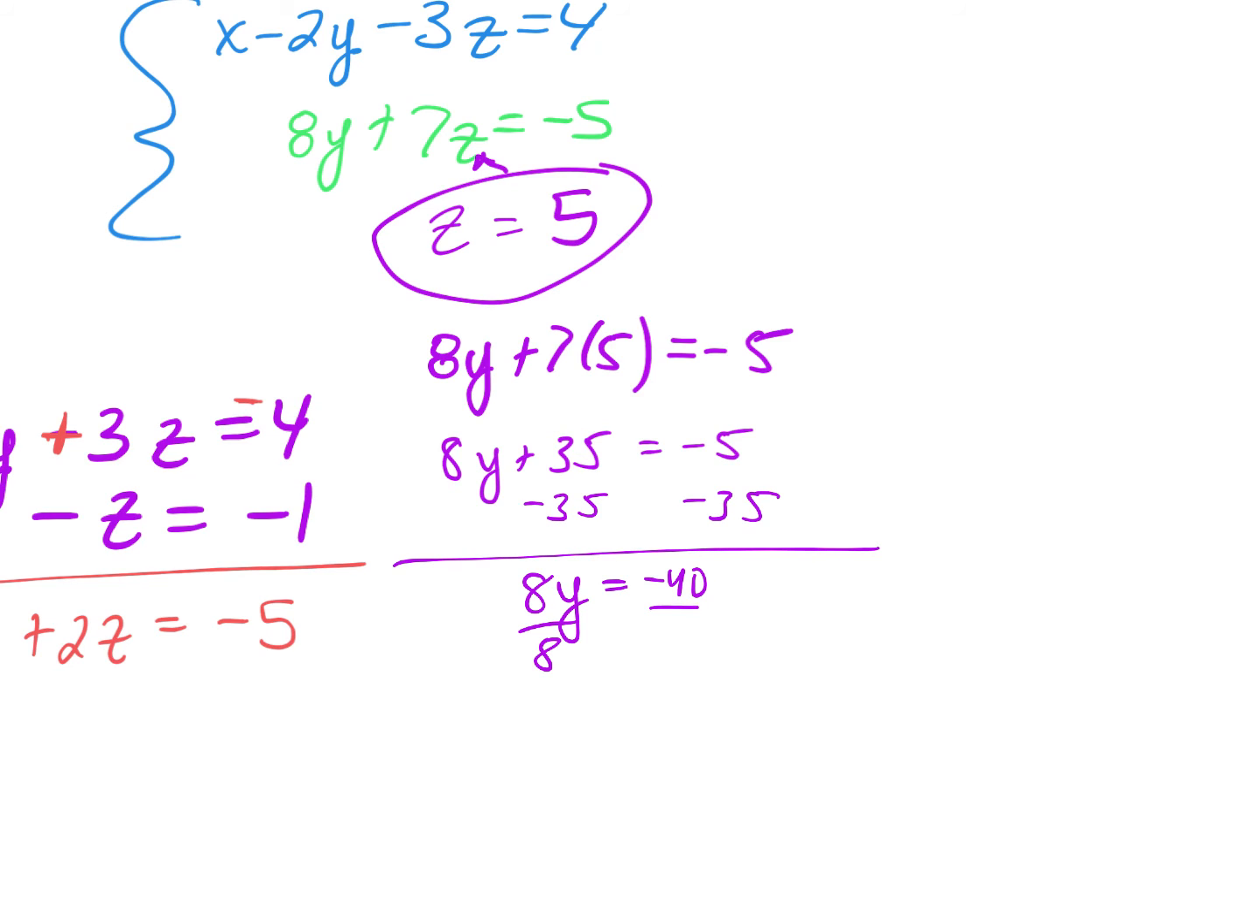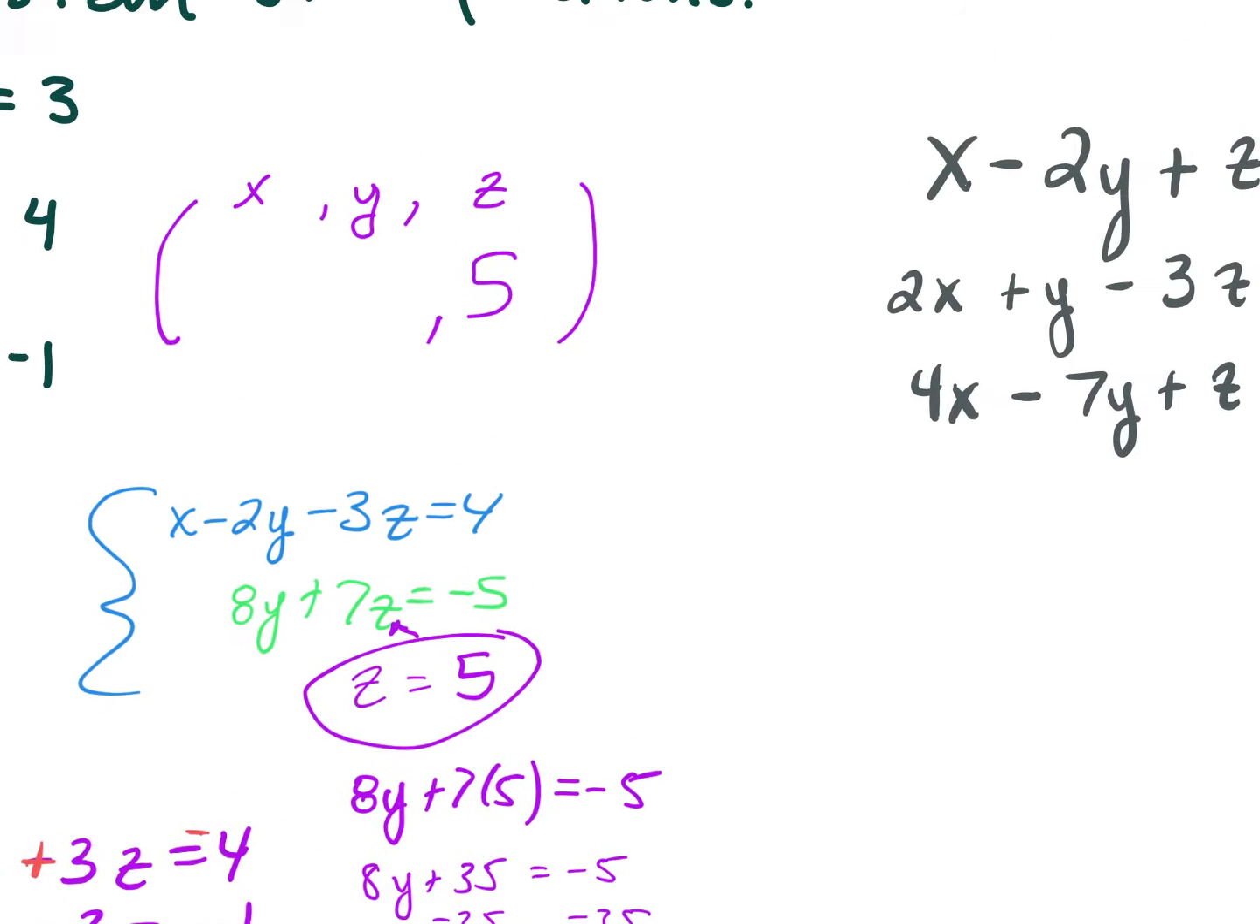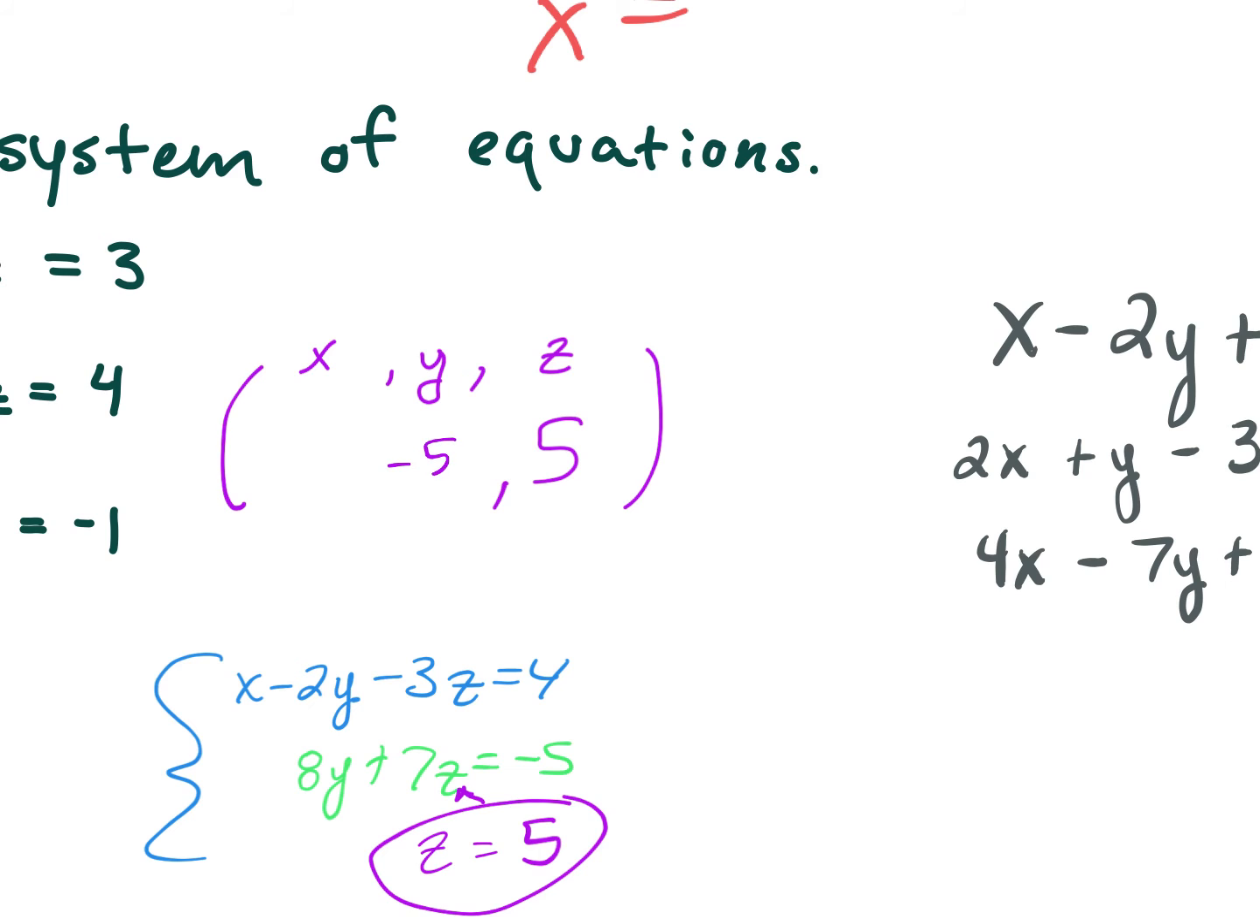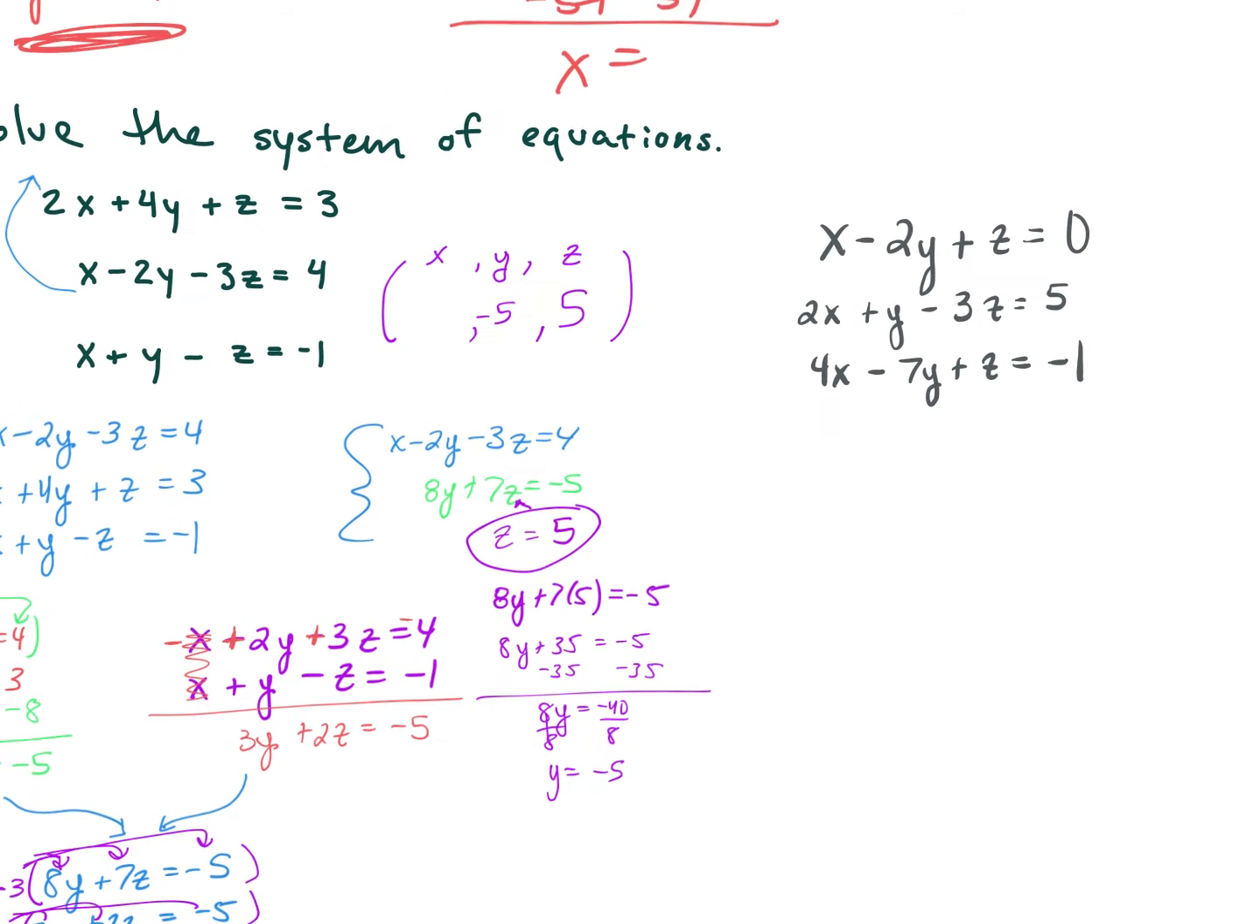Divide both sides by 8, and I get y equals what? -5. Okay. So y is -5. And now what do I do with y and z to find x?